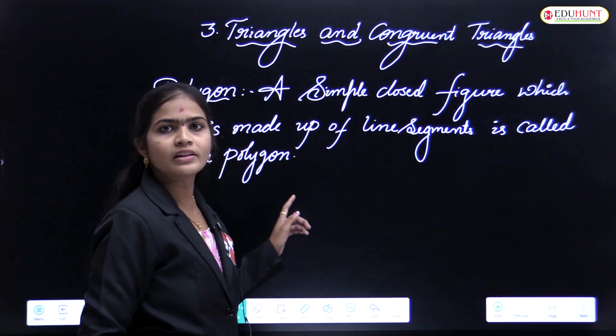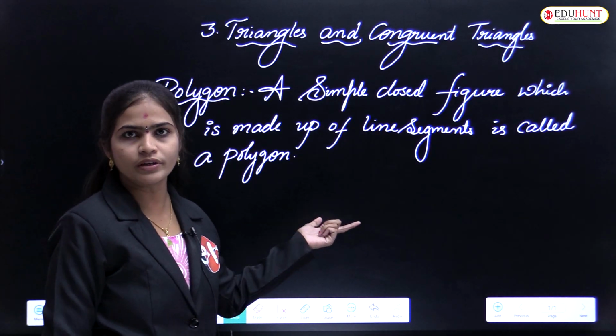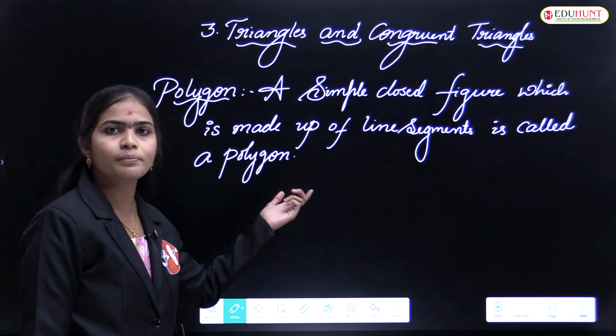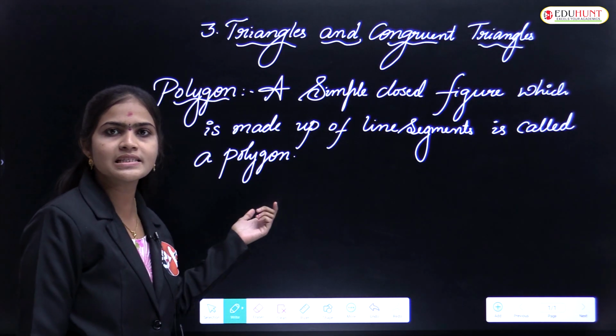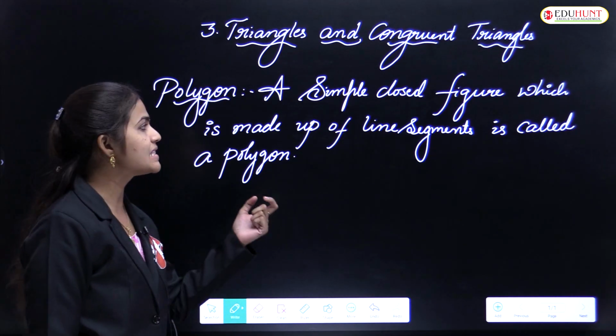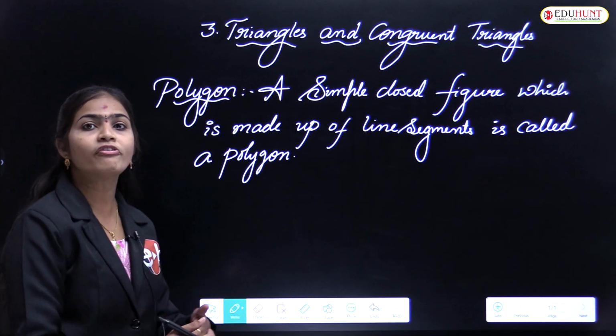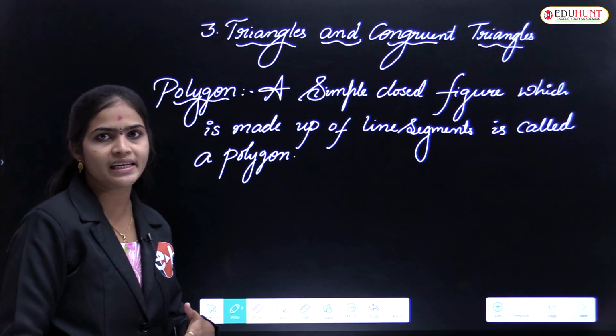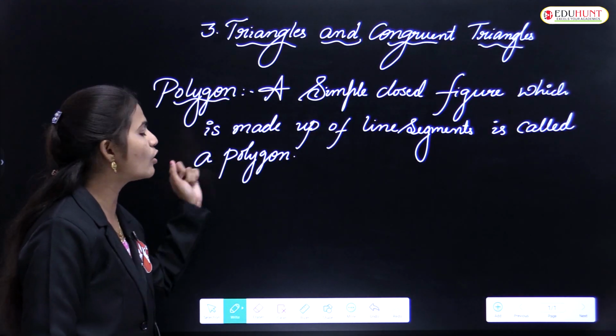Actually here polygon, this word came from polygonia. So poly means many, gon means gonia, or angles. So a simple closed figure which is made up of many sides as well as many angles. Okay, so that is called a polygon.